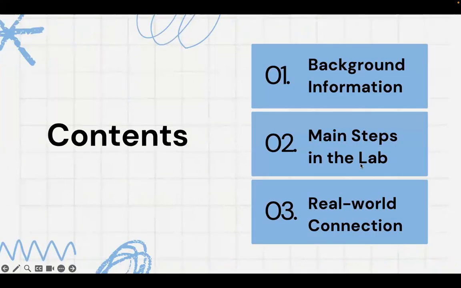In this presentation, I will first introduce some background information and basic knowledge about enzymes and the relevant principles in this lab. Then I will go through the steps of the enzyme experiment, showing how to research the relationship between reaction time and the enzyme efficiency. In this lab, we mainly focus on the hydrolysis of lactose by lactase to produce beta-D galactose and beta-D glucose. At last, I will talk about the real-world connection, including some applications of enzymes in daily life.